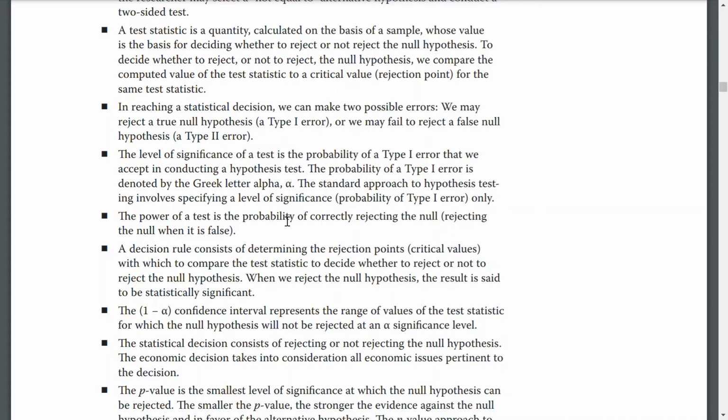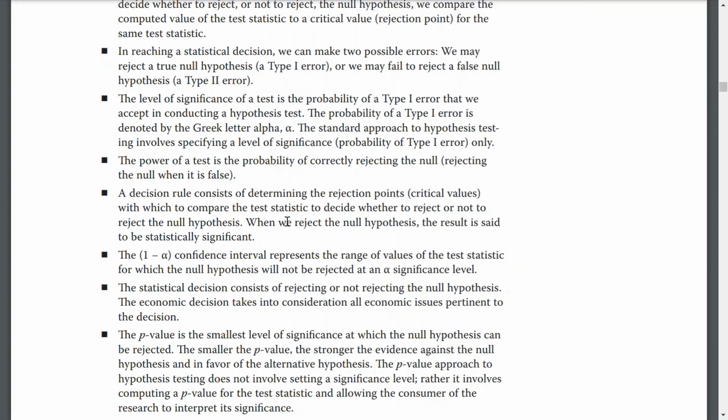The level of significance of a test is the probability of a Type I error that we accept in conducting a hypothesis test. The probability of a Type I error is denoted by the Greek letter alpha. The standard approach to hypothesis testing involves specifying a level of significance, which is the probability of a Type I error, only. The power of a test is the probability of correctly rejecting the null hypothesis, that is, rejecting the null when it is false.